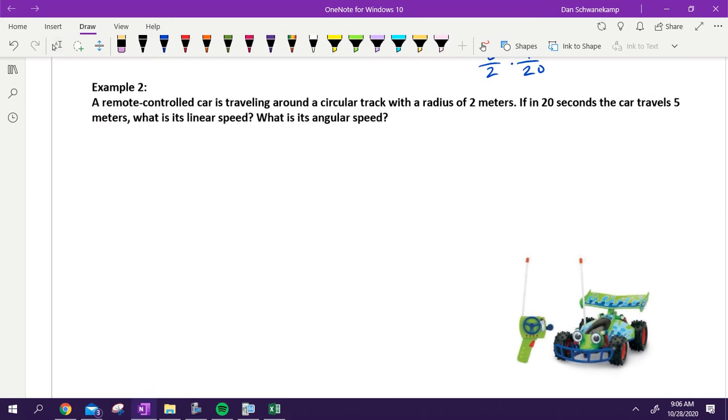A remote control car is traveling around a circular track with a radius of 2 meters. If in 20 seconds the car travels 5 meters, what is the linear speed? So again, I've got a circular track. I've got a car.